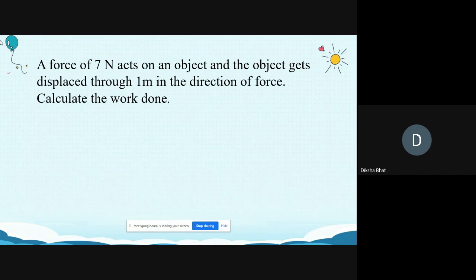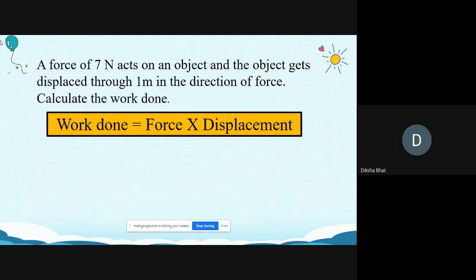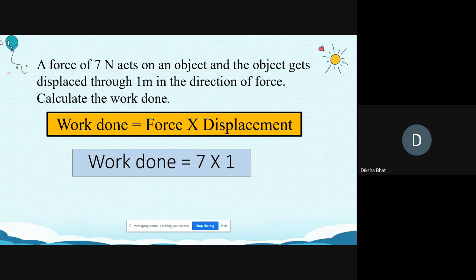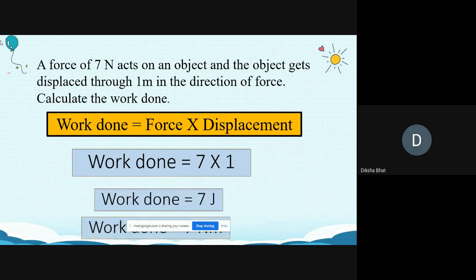So what is the formula for the work done? Force into displacement. Correct. Work done is equal to force multiplied by displacement. So let us substitute these values. We will get 7 multiplied by 1. What is the answer? 7 Newton meter. Yes, 7 joules or 7 Newton meters.